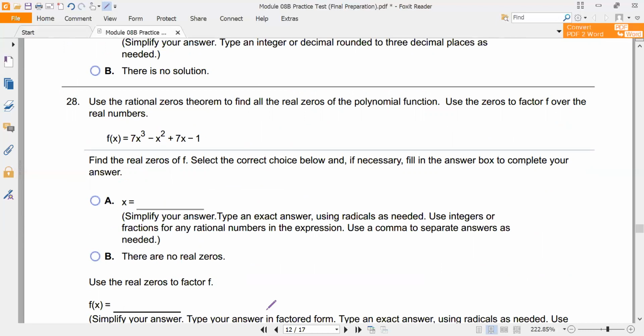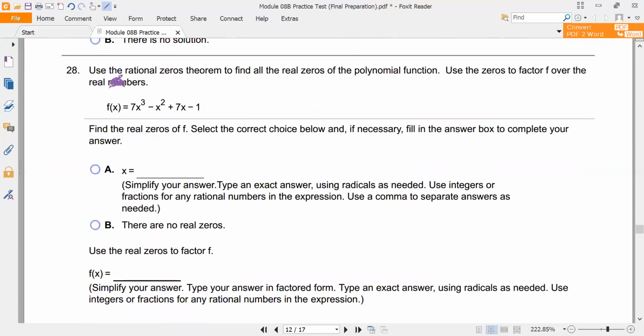Use the zeros to factor it over the real numbers. That is important. We're not factoring over imaginary numbers, we're factoring over real numbers. So if you don't know how to factor a polynomial by looking at it, then what we use is called the rational root theorem or rational zero theorem, depending on the textbook.